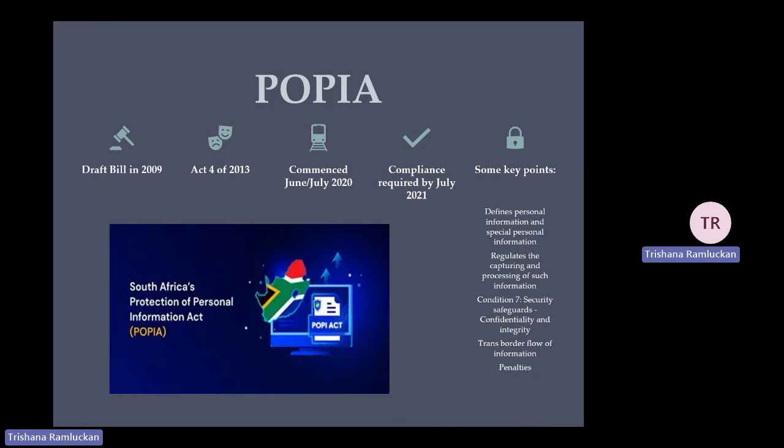Some key points. So what is POPIA about? It defines personal information and special information. It regulates the capturing and processing of such information. Condition 7 has your security safeguards like confidentiality and integrity, and addresses trans-border flow of information. It also regulates the penalties awarded in such cases. So I will give you an example of this.